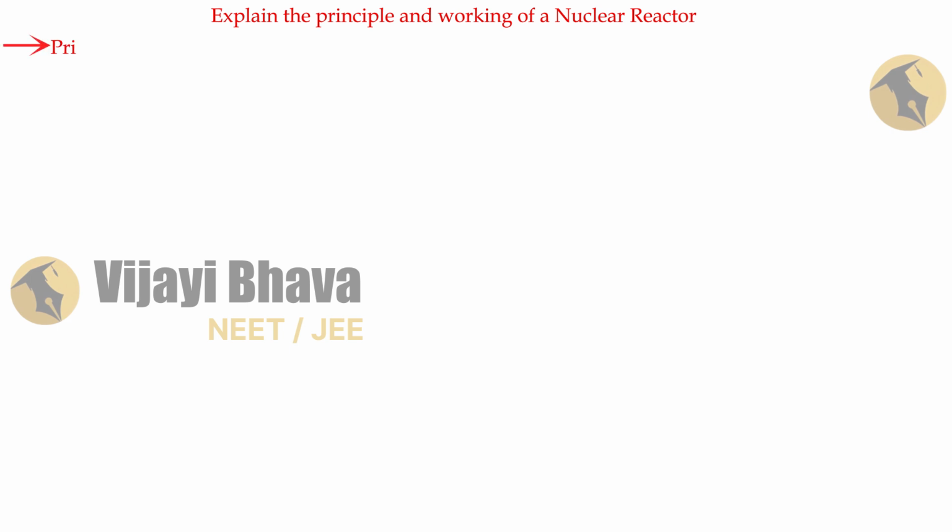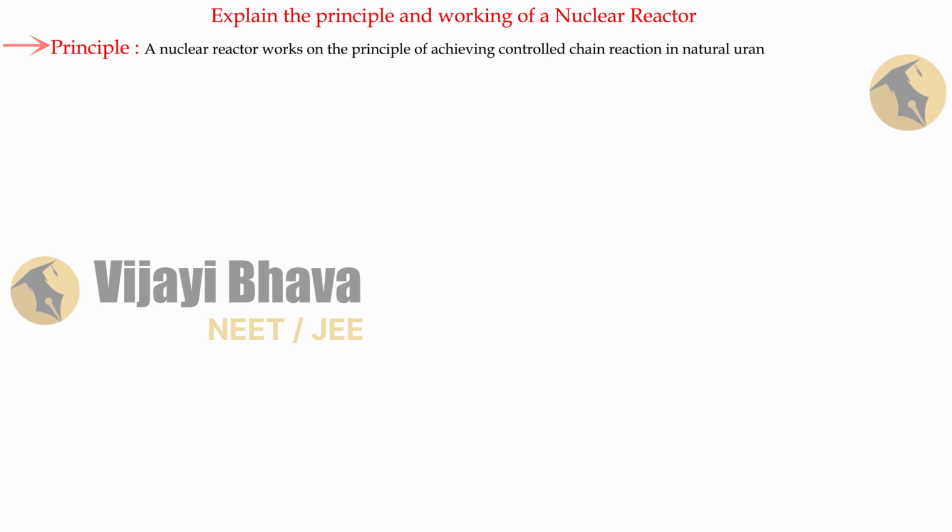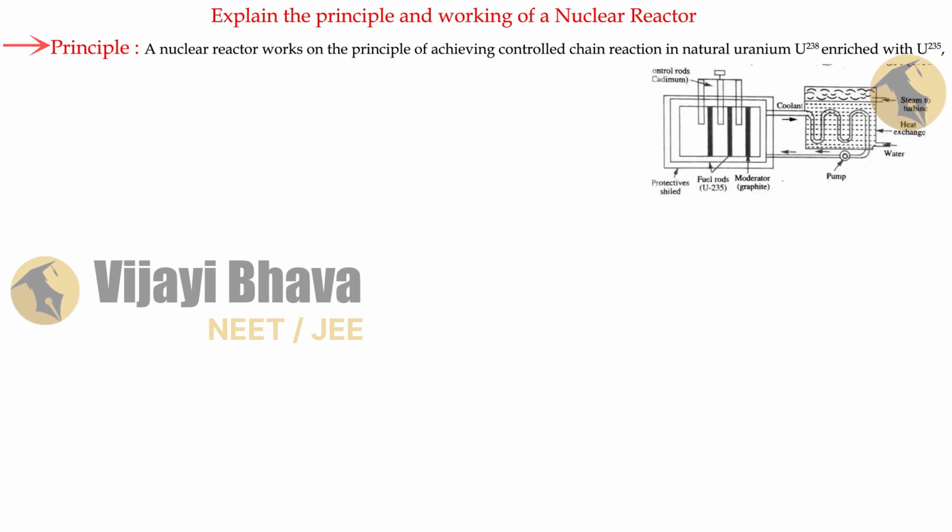The principle involved in the nuclear reactor: a nuclear reactor works on the principle of achieving controlled chain reaction in natural uranium 238 enriched with uranium 235, consequently generating large amounts of heat.